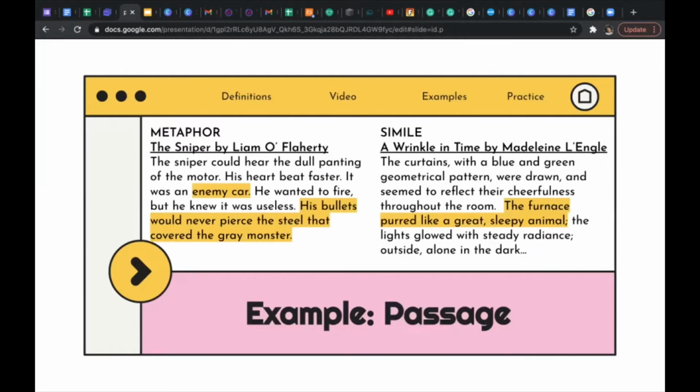Okay, now let's look at some metaphors and similes used in passages. So on the left, you'll find a snippet of a passage called The Sniper. And I want you guys to kind of read it on your own and see if you can understand the metaphor that is used. So I'll give you guys a minute to do so.